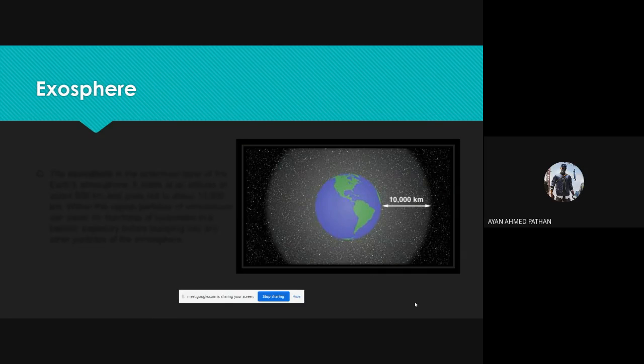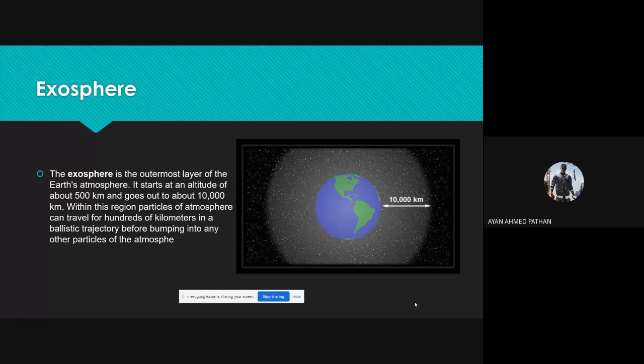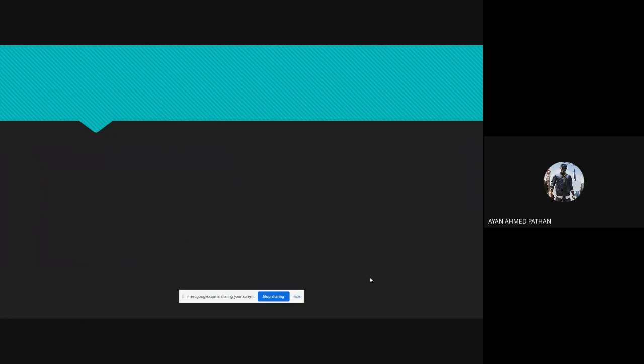Last is the exosphere. The exosphere is the outermost layer of the Earth's atmosphere. It starts at an altitude of about 500 kilometers and goes out to about 10,000 kilometers. Within this region, particles of the atmosphere can travel for hundreds of kilometers in a ballistic trajectory before bumping into any other particles of the atmosphere.